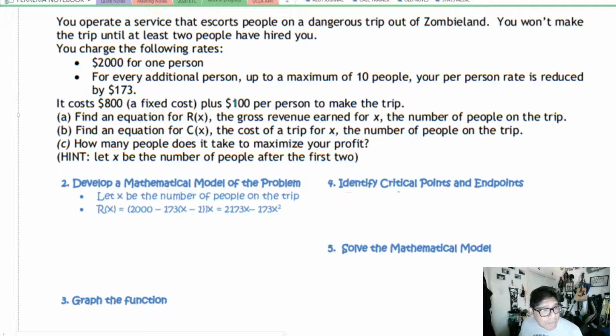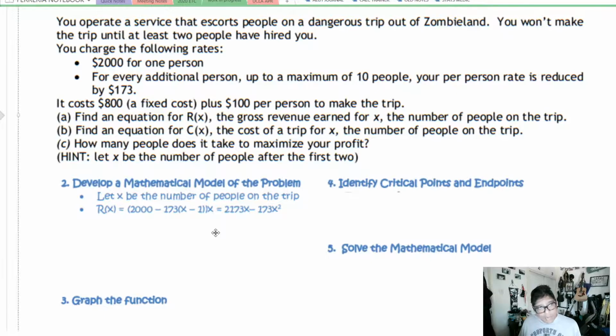If 5 people go on the trip, then this is going to be 4, and we're going to discount the per person price by 4 times 173. And so the trip total cost per person is going to be 2,000 minus 4 times 173. Now that's the per person rate, so we still have to multiply that by x in order to get the total cost. It's pretty complex, actually. Simplified, that's 2,173x minus 173x squared.